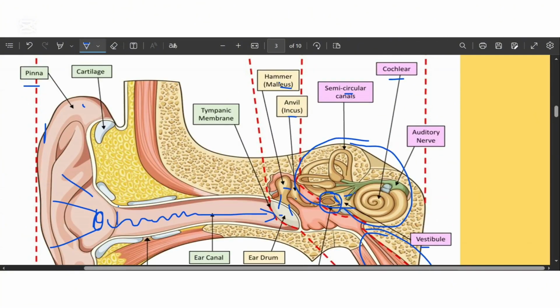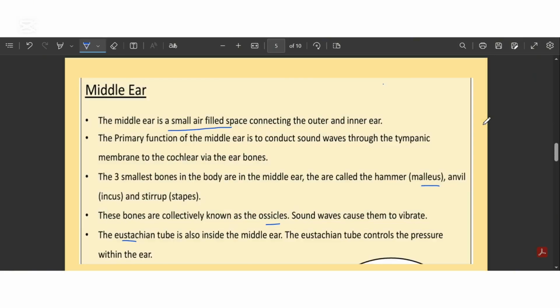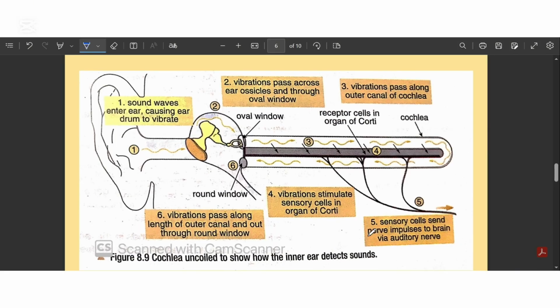Each part of the inner ear is responsible for a different function. The inner ear is basically known as the organ of balance. The semicircular canals and the vestibule are responsible for maintaining balance, posture and movement. And the cochlea is responsible for taking the sound waves and generating electrical impulses to send them to the brain. Now let's have a look at this diagram so we can understand easily.